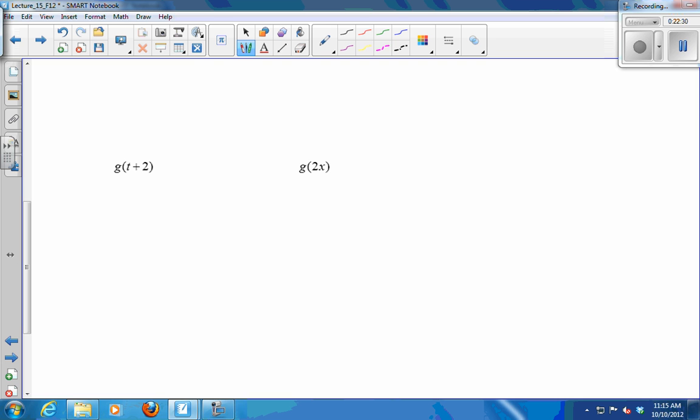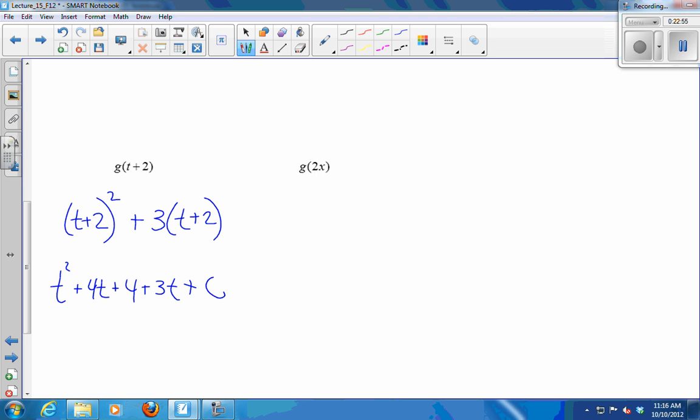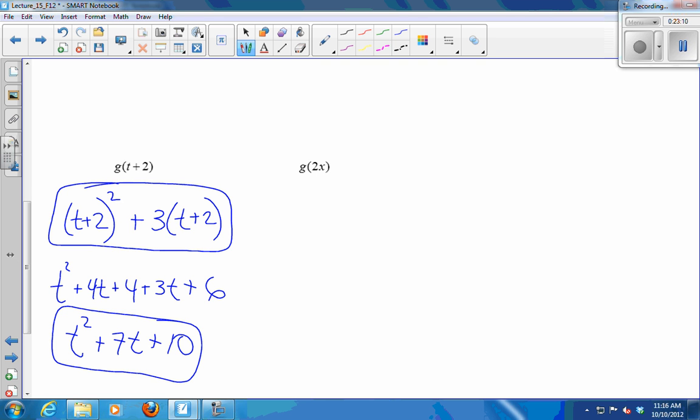Okay. So the g machine takes the input, squares it, and adds 3 times it, right? So here's my input, t plus 2. It's going to get squared, and then I'm going to add 3 times it. And we could do this out. This would be t squared plus 4t plus 4 plus 3t plus 6, which is t squared plus 7t plus 10. But you could have just left it like this too, doesn't matter.